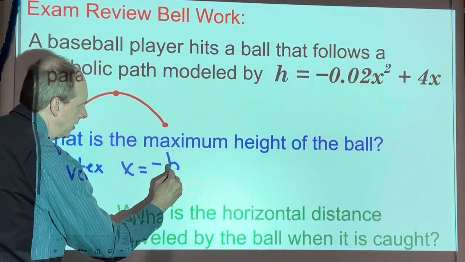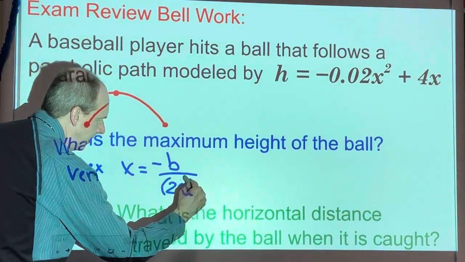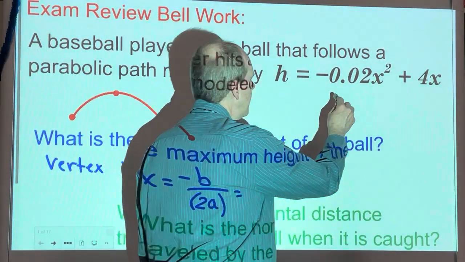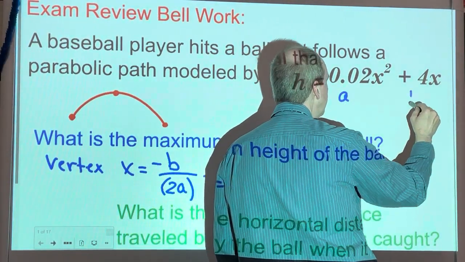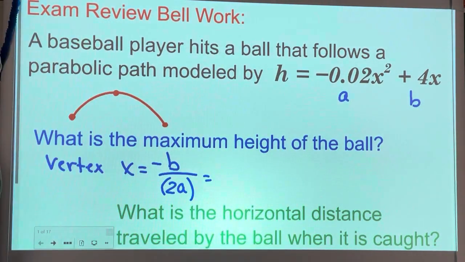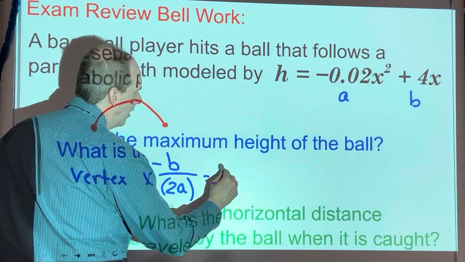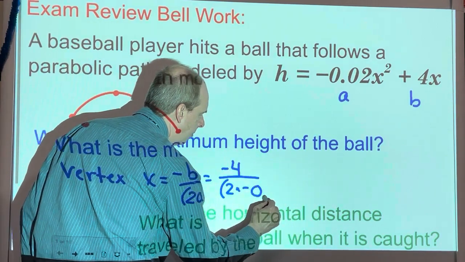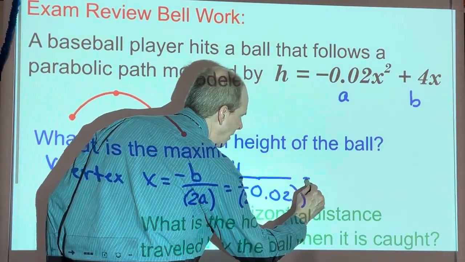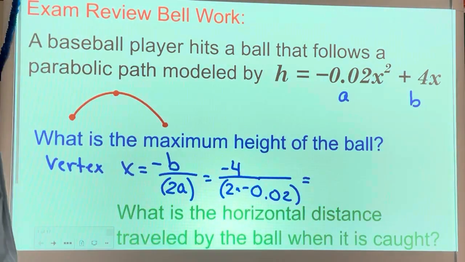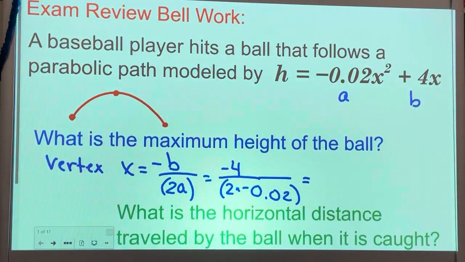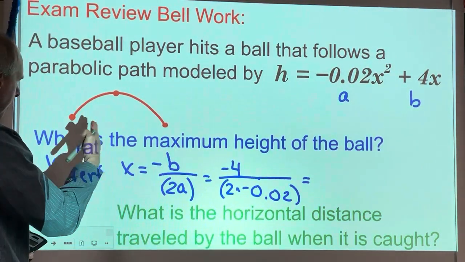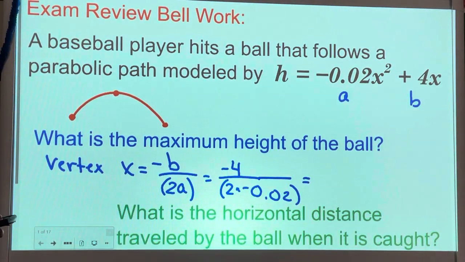X is equal to negative b, the opposite of b, divided by 2 times a. A will be negative 0.02, B would be 4, there is no C. So, negative 4 divided by 2 times negative 0.02. Put this in a calculator, you will get your X value, but the X value is not the maximum height. The Y value is the maximum height. The X just tells us how far out we go, but we still have to figure out how high it is. So negative 4 divided by parentheses, 2 times negative 0.02.